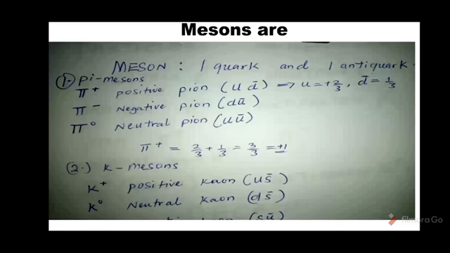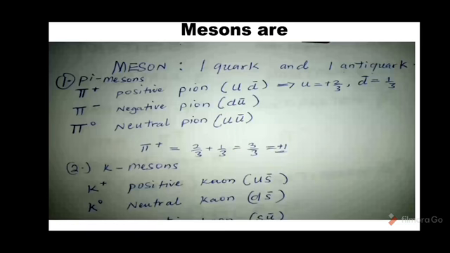The first one there is pi mesons. If you look at this pi meson, we are seeing pi raised to power plus, which is called positive pion. And the positive pion has U and D bar. That U is the up quark and D bar means down antiquark. Then we have pi minus, which is negative pion. We have pi raised to power 0, which is neutral pion, which has U and U bar. But then the negative pion has D and U bar.